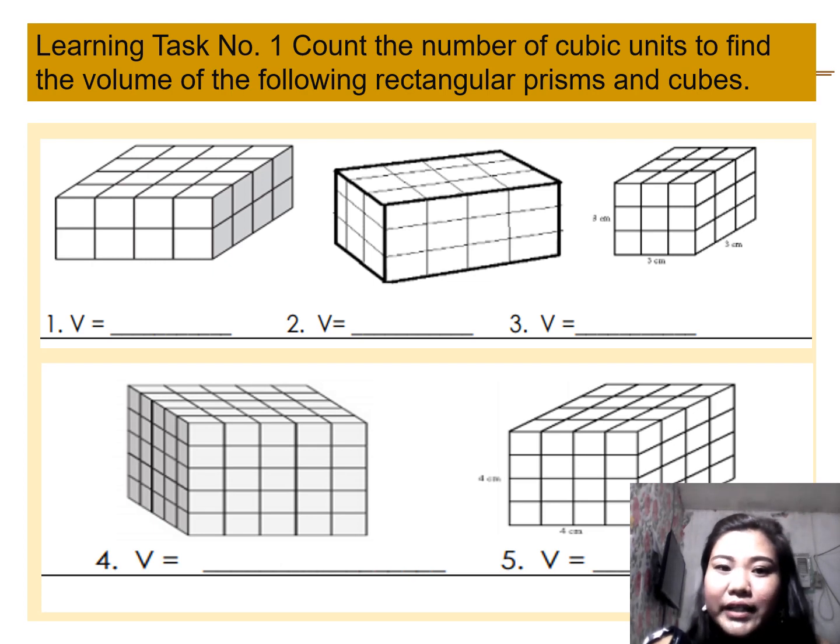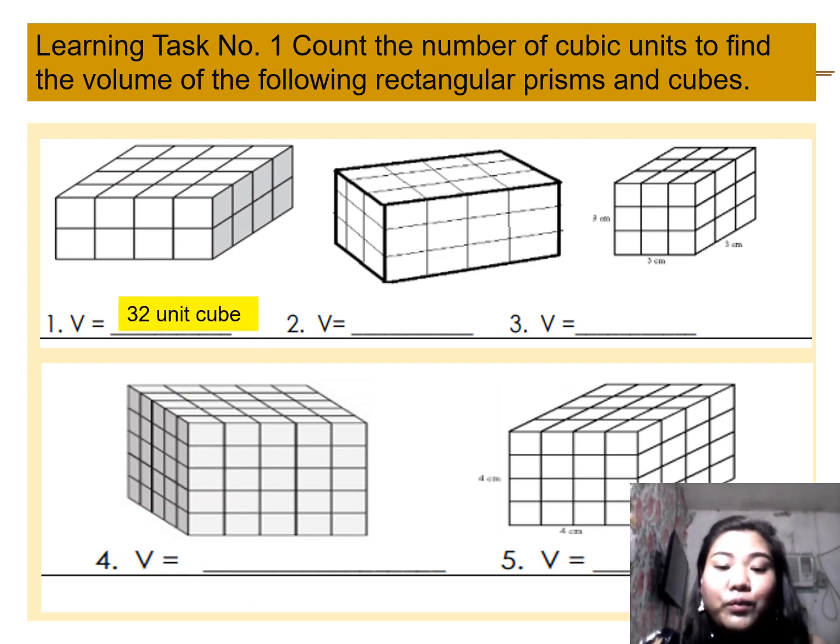So this is your learning task 1 in your home learning plan. Count the number of cubic units to find the volume of the following rectangular prism or cube. What is the volume of number 1? The first thing you can do is find the length, the width, and the height. The length is 4, the width is also 4, and the height is 2. So 4 times 4 is equal to 16, times 2. The answer is 32. So we have 32 unit cube.